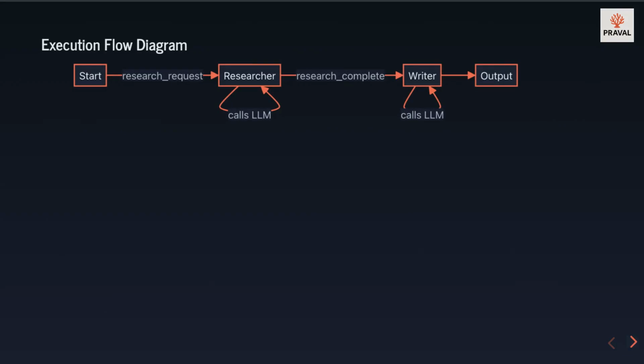Here's how that execution flows. We start by sending a research_request. The researcher receives it, calls the LLM, and broadcasts research_complete. The writer picks that up, calls the LLM again, and produces the final output. 2 agents, 2 LLM calls, 1 smooth pipeline.